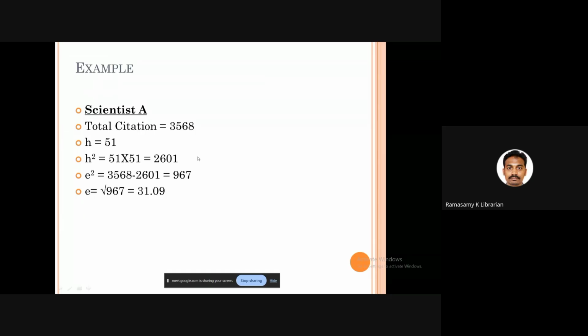But he has earned 3568 citations. So what is the excess number of citations he received? It's very simple. 3568 minus 2601 is equal to 967. So 967 is nothing but the excess citations received by the individual over and above the H index. Now, if you find the square root of this excess citations, 31.09, that is called his E index.